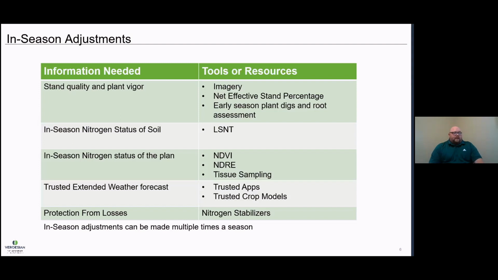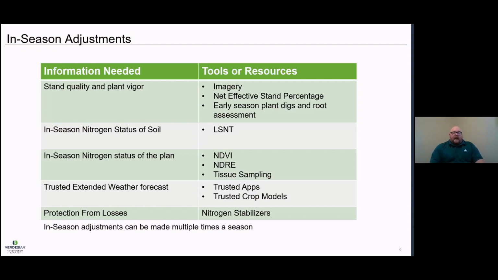We can use imagery as a way to look at that bigger picture, and how that stand looks. How even is our stand? How does it look compared to years previous at the same time? How does the biomass look? Is it bigger? Is it smaller than normal? And those things. Calculating that effective stand percentage, right?